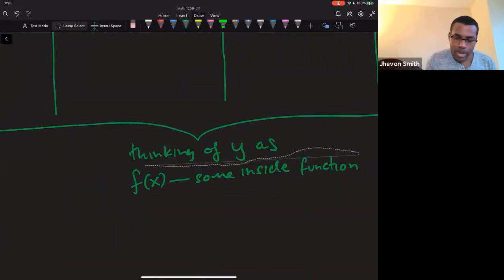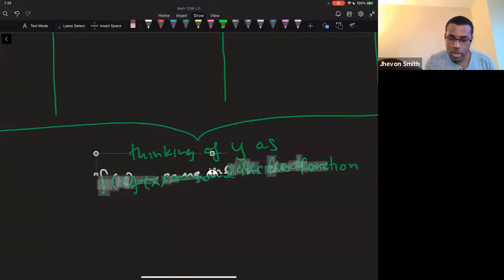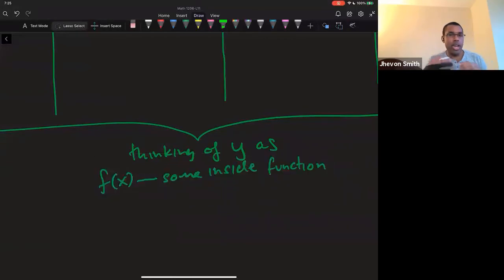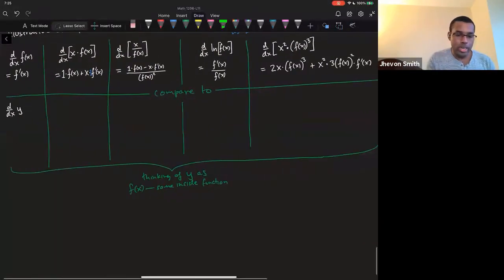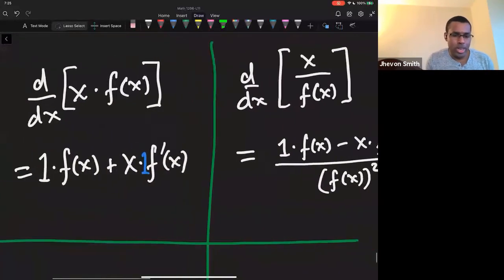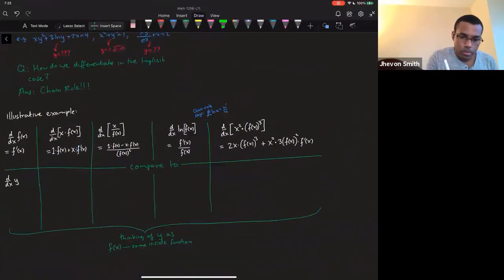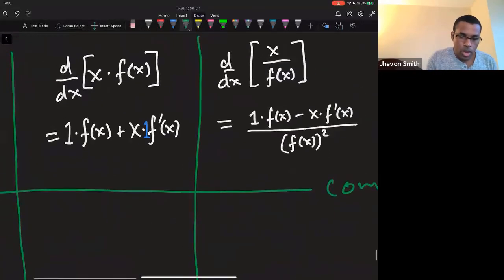Right? So whenever you see y, don't just think of it as y. Just think of it as, oh, this guy is some f of x. There's some function inside it that I don't know what it is, just like right here with the f of x. What's inside of this guy could be anything.